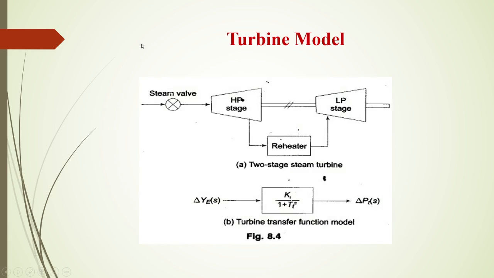Figure A is showing the two-stage steam turbine with a reheat unit. The dynamic response is influenced by two factors. One is entering steam between the inlet valve and the first stage of the turbine, and the second one is the storage action in the reheater, which will cause the output of the low pressure stage to lag behind that of the high pressure stage. So the turbine transfer function is characterized by two time constants.